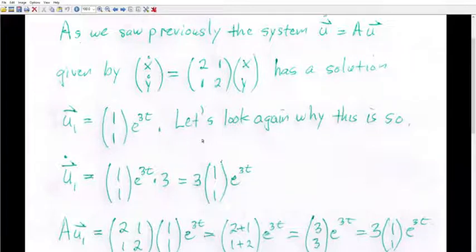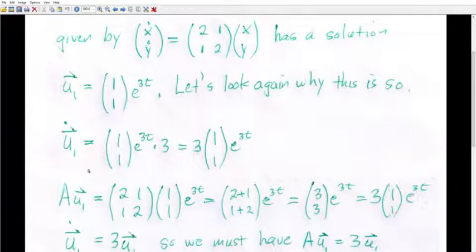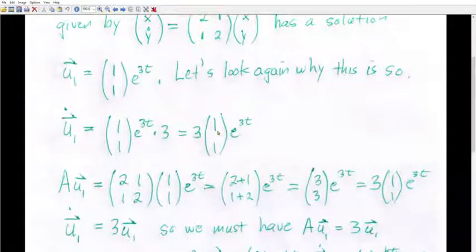Now let's look again to see why this particular solution is a solution. The idea here is that u1 dot, the derivative of this, is just going to be (1, 1), a vector of constants, times the derivative of e to the 3t. And the derivative of e to the 3t is e to the 3t times 3. We end up with 3 (1, 1) e to the 3t.